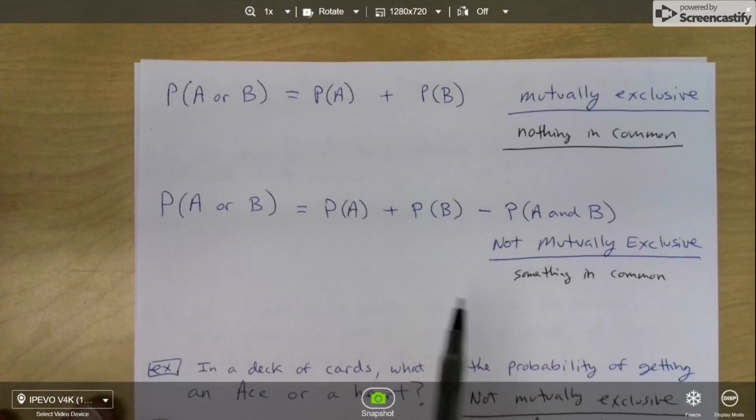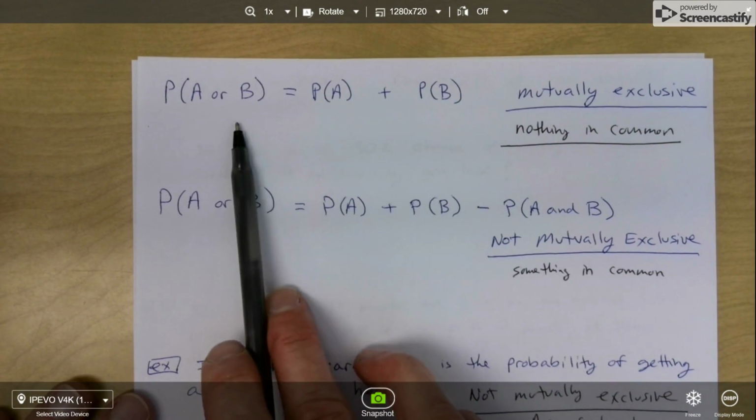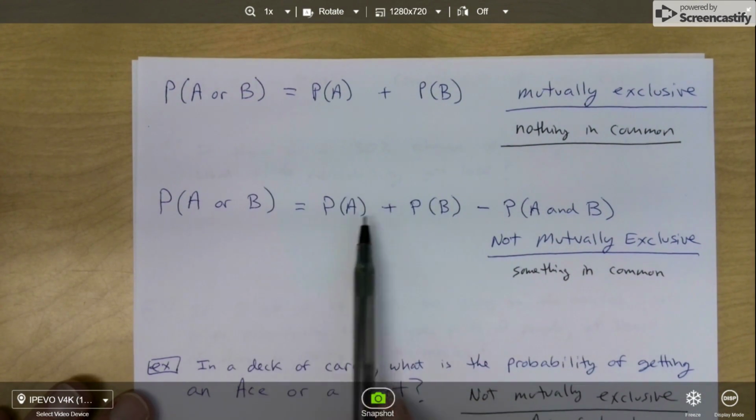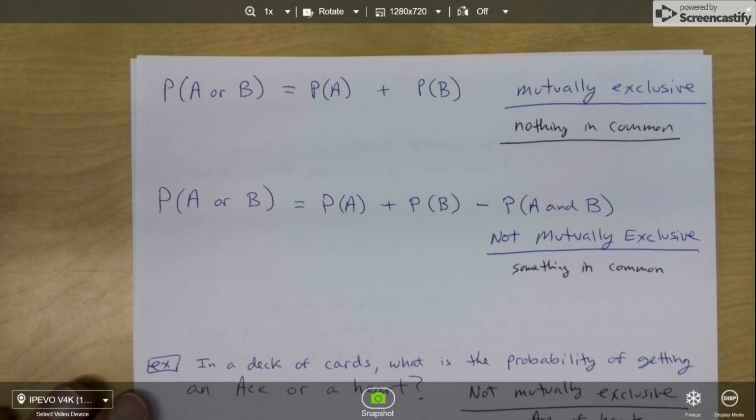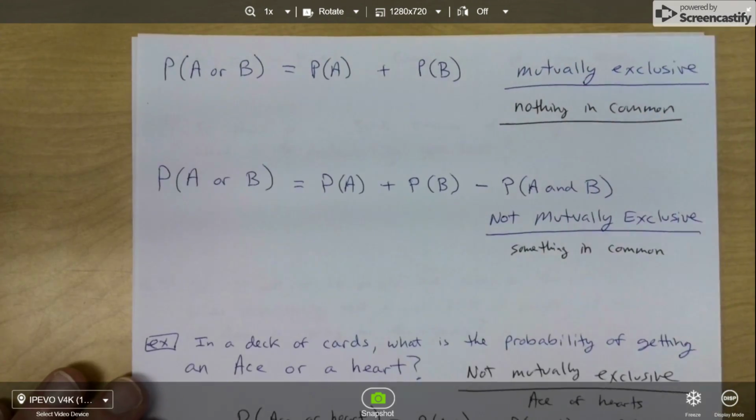So we're looking at these two formulas. You add them up if you have an or. Now, if there is any overlap, if they share something in common, you have to subtract it, and you have to subtract that probability of it.